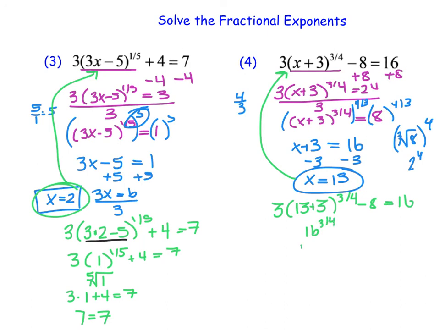So that becomes the 4th root of 16 raised to the power of 3. Well, the 4th root of 16 is 2. 2 raised to the power of 3 is 8. So I have 3 times 8 minus 8, which becomes 24 minus 8, which is 16. So I can see there that my answer of x equals 13 is in fact correct.